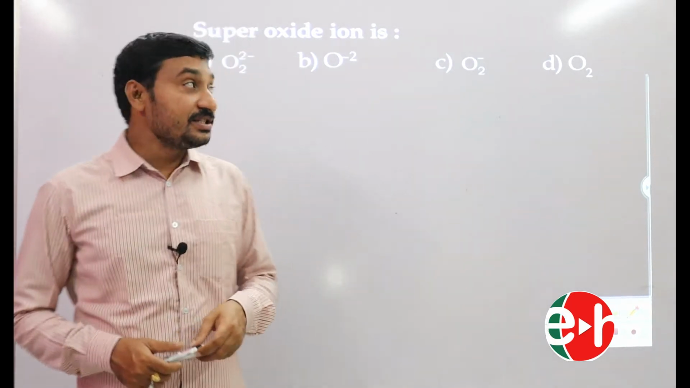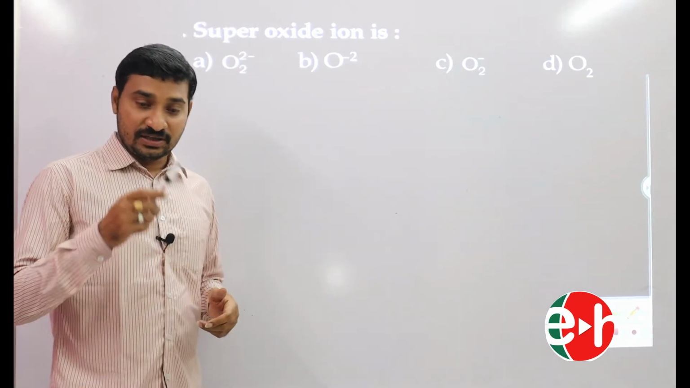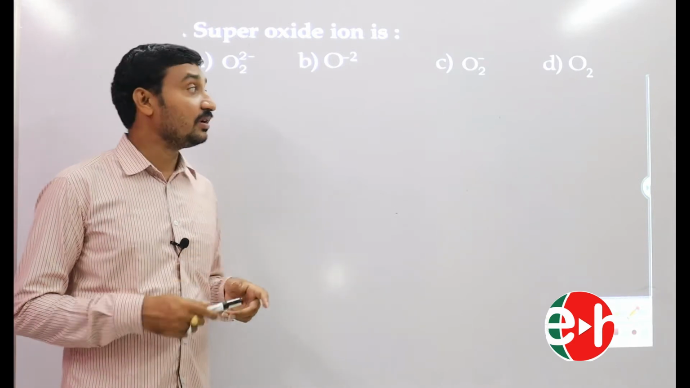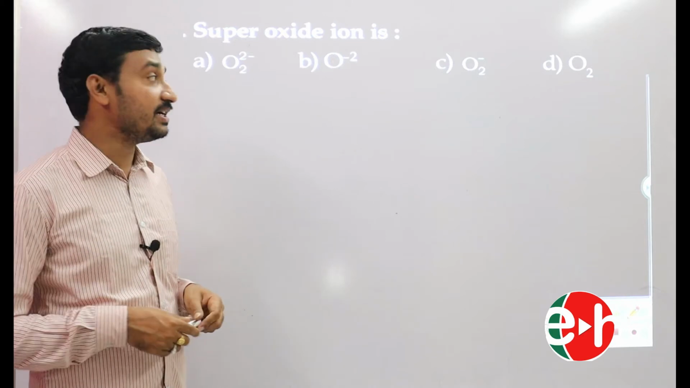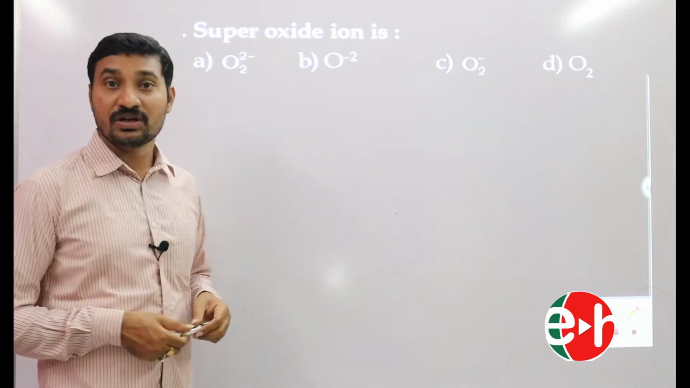Good evening, my dear students. In the previous class, we discussed types of ions: monovalent, anion, cation, monovalent, divalent, trivalent. In this class, I am going to discuss some objective questions on ions.